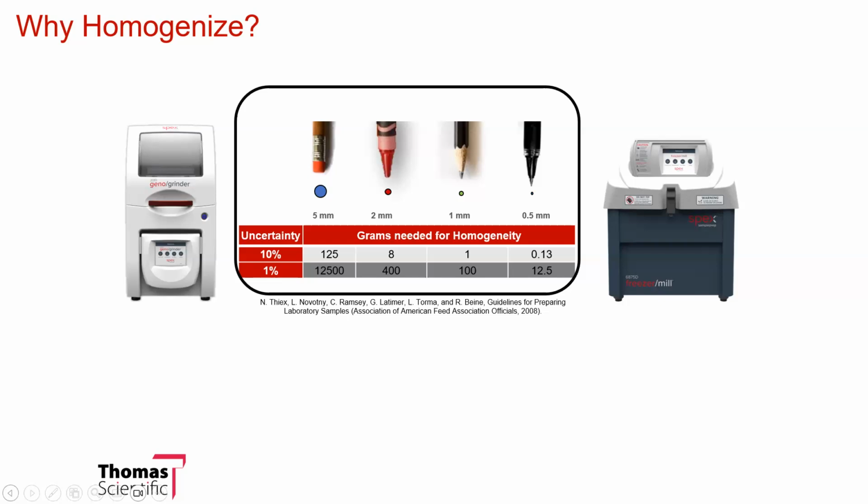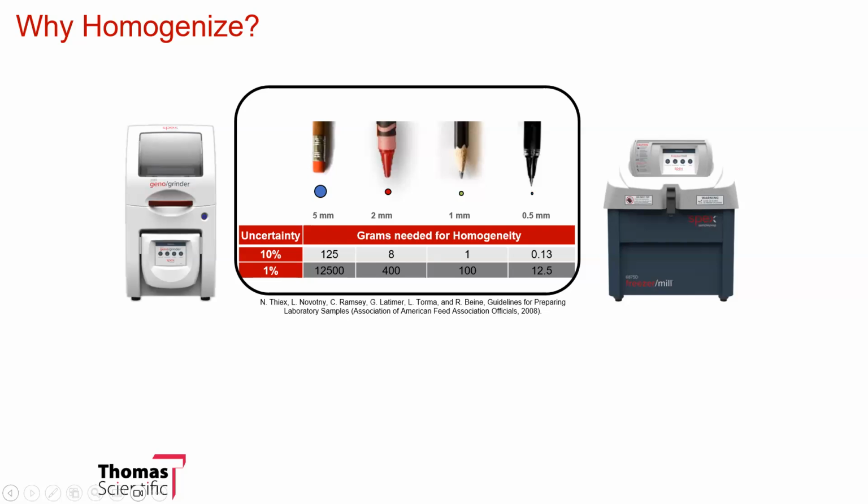It was for talking about food for animals, the Feed Association. So the citation is there. Some of the take homes were that, depending on what level of uncertainty you need in your calculations, in your results, you could drastically change the amount of sample that you need by reducing the particle size.